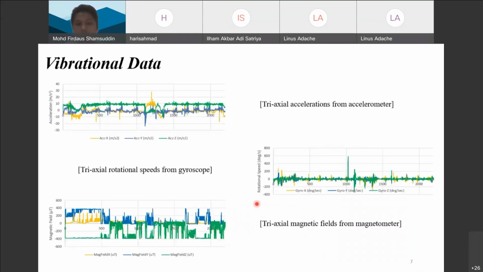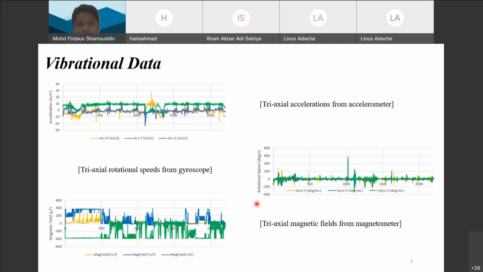So based on the IMU, we get nine values. The first are from the accelerometer, the triaxial acceleration in X, Y, and Z. Rotational speeds from the gyroscope in X, Y, and Z. Also magnetic fields from the magnetometer in X, Y, and Z. Surprisingly, out of these 9, only one set of data can be used. The rest are either too erratic, too noisy, cannot be fitted and everything. Only one can be used.